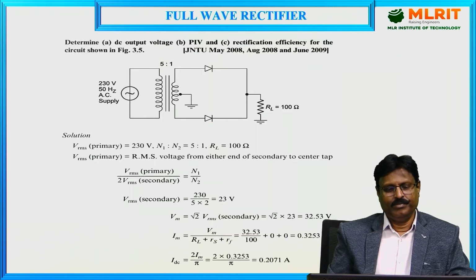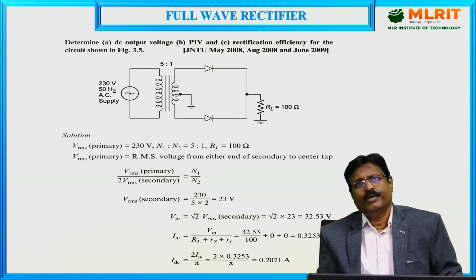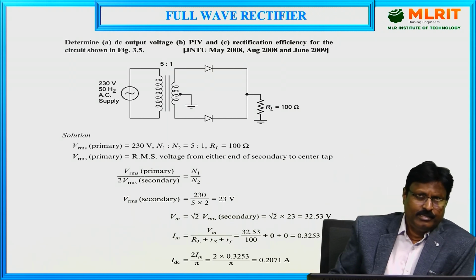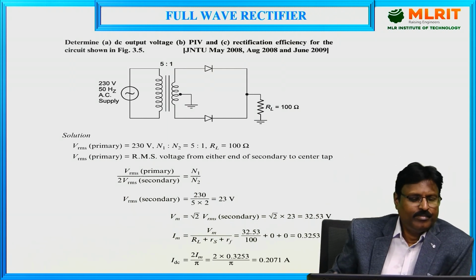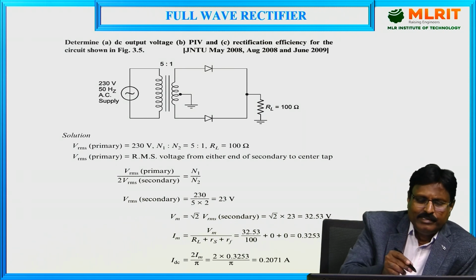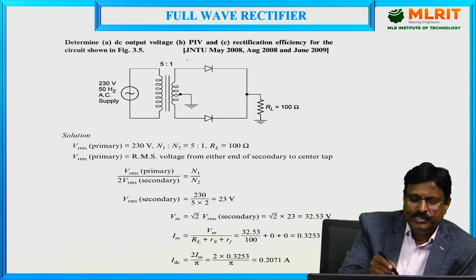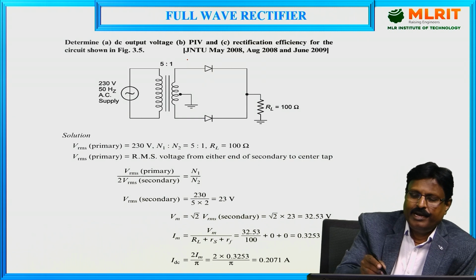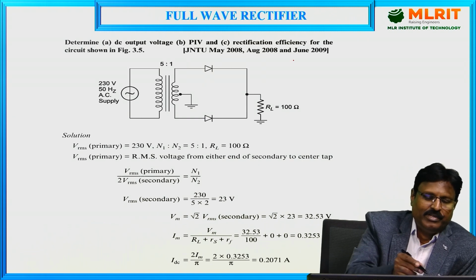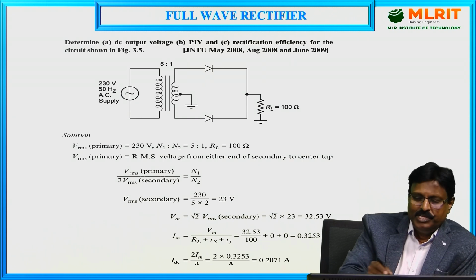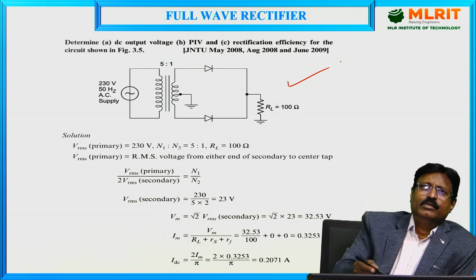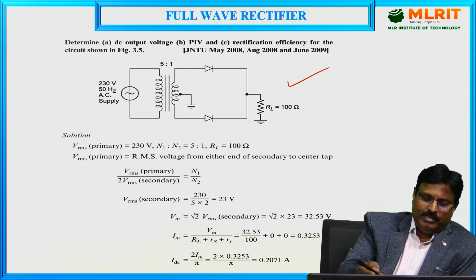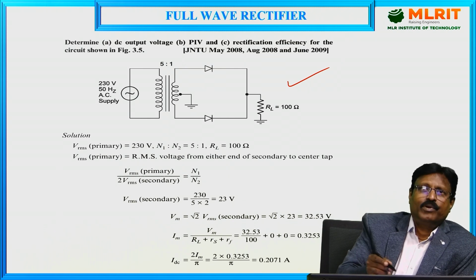So next is a problem which comes under the full wave rectifier. Okay, let us study this particular problem. Determine the DC output voltage, peak inverse voltage and the rectification efficiency for the circuit shown in the figure. The circuit is provided in the data itself.